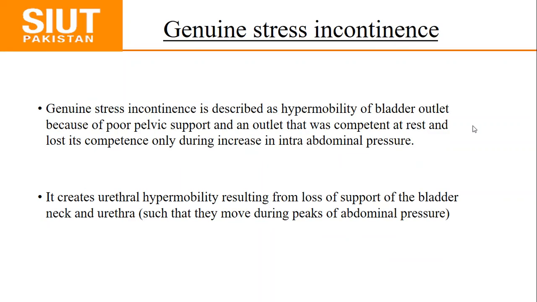Genuine stress incontinence is described as hypermobility of the bladder outlet because of poor pelvic support, and an outlet that was competent at rest but becomes incompetent only in positions of increased intra-abdominal pressure. It creates urethral hypermobility that results from the loss of support to the bladder neck and urethra, such that during the peak of abdominal pressure, the urethra loses its support.